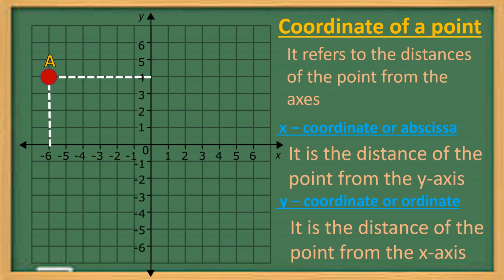Let's take a look at point A. Let's see its distance from the axes. The point is 6 units to the left of the y-axis and is 4 units above the x-axis. Therefore, its abscissa is negative 6, and its ordinate is positive 4. You can also check the number along the x-axis vertically aligned to the point to identify the x-coordinate, or the number along the y-axis horizontally aligned to the point to identify the y-coordinate.